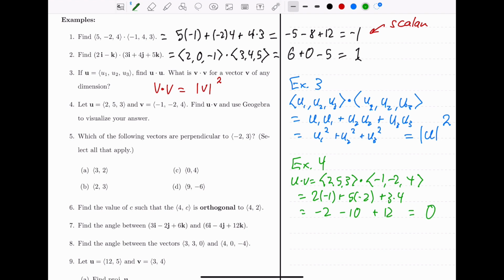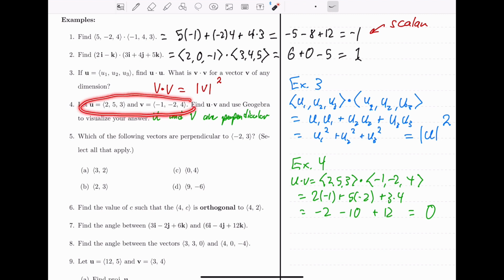This simplifies to 0. So we have two vectors whose dot product is 0. What does that tell us? That tells us that these two vectors must be perpendicular. Just looking at the two vectors, it'd be really tricky to figure out whether or not they're perpendicular. But by simply computing the dot product, if we get 0, we can say conclusively that the vectors are perpendicular. It's hard to visualize this in two dimensions. Let's plot these vectors in GeoGebra, and we'll see that they are indeed perpendicular vectors.